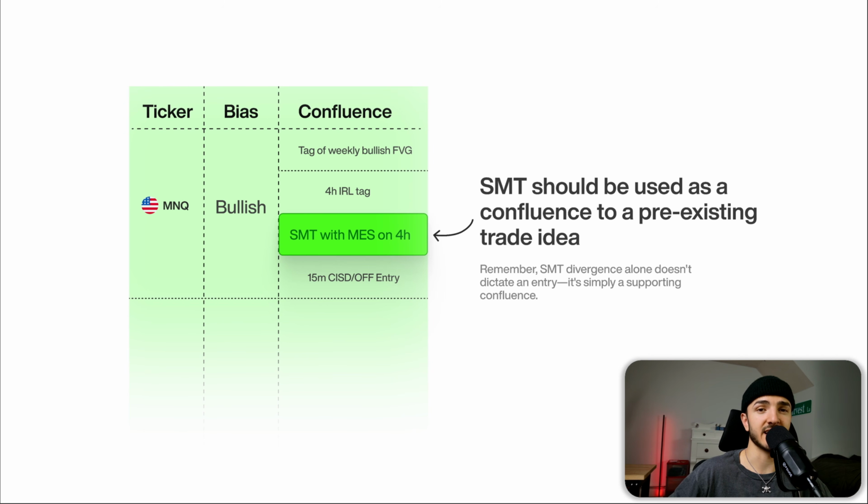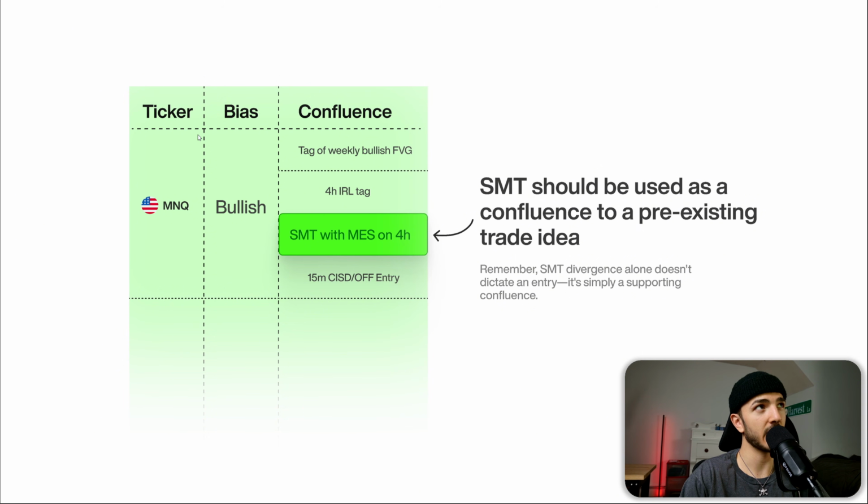SMT should be used as a confluence to a pre-existing trade idea. I'm not just going and spotting any SMT on the charts, and I'm not just taking trades based on SMT. This SMT acts as a cherry on top to my pre-existing trade ideas. So I'm going to have a draw on liquidity, a narrative PD array. I'm going to have my entry model, and I'm looking for SMT to add that final confluence or cherry on top to that pre-existing trade idea.